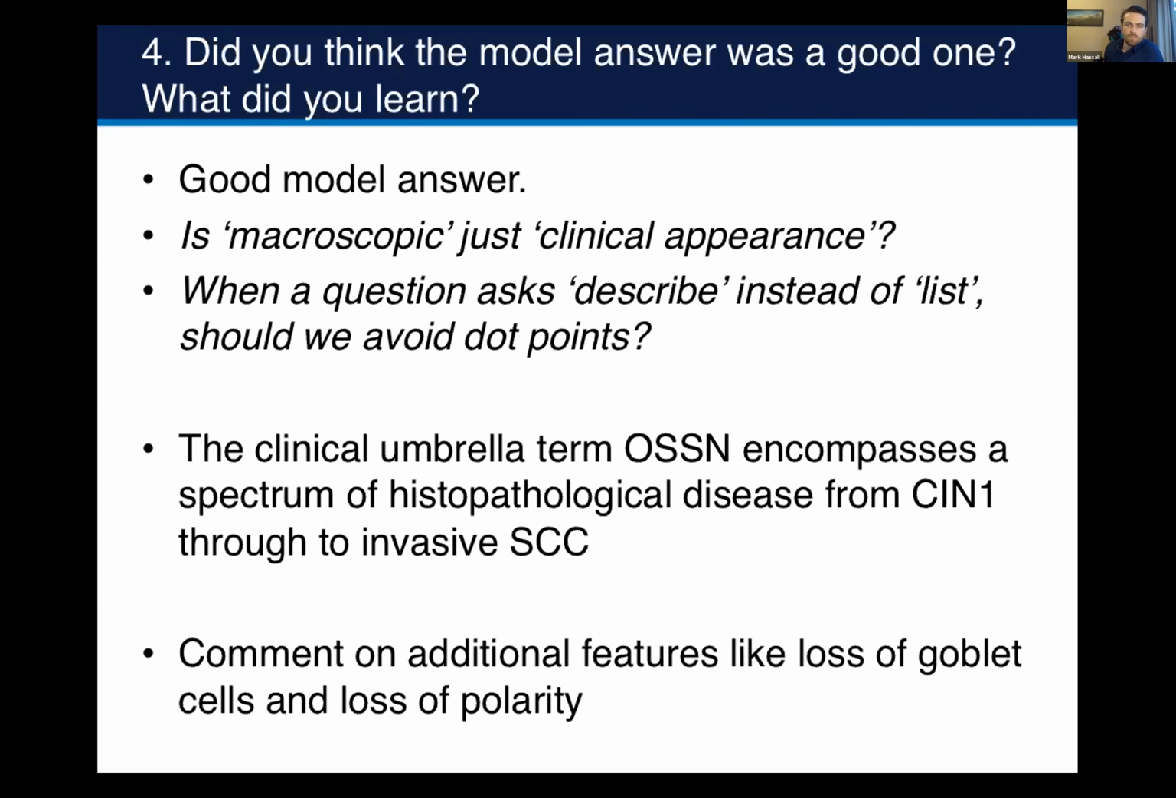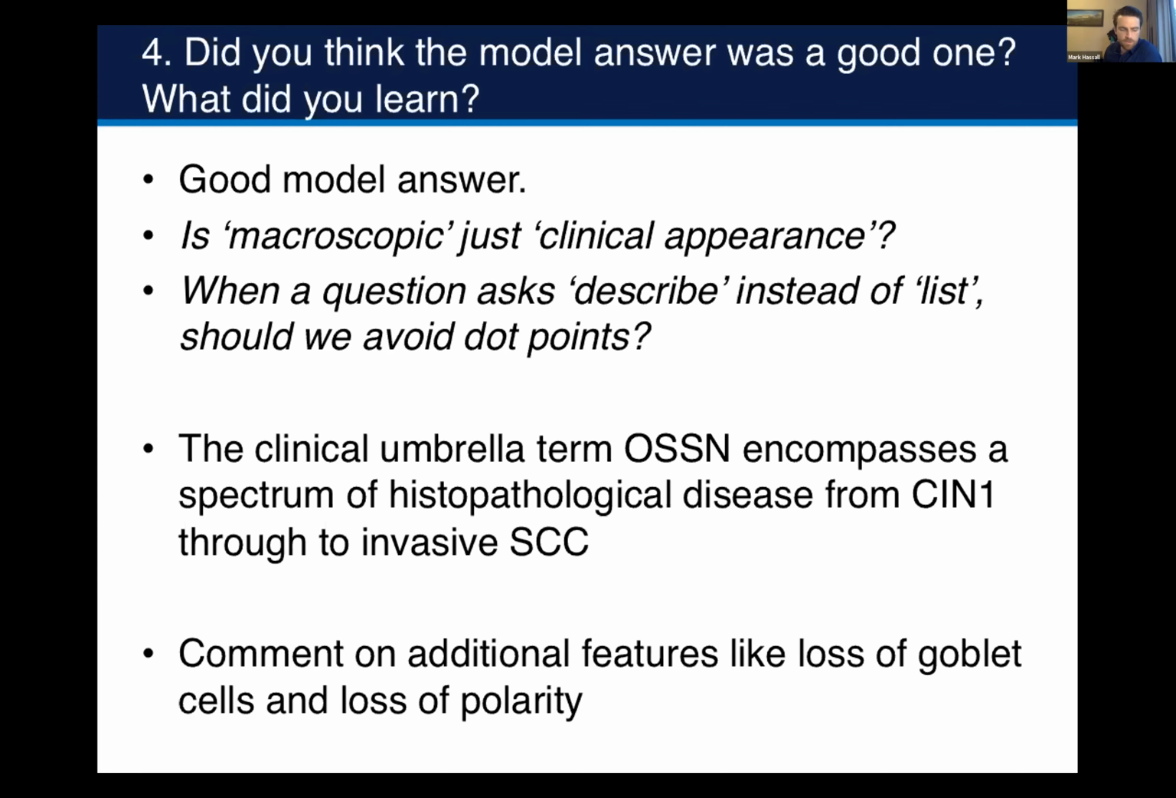I thought, just reflecting on the answer to this question, that the clinical term OSSN obviously encompasses quite a broad spectrum of histopathological disease, and you can't say what is what until you cut it out and look at it under a microscope, and then the term OSSN no longer applies. I thought that was just an important point to remember.